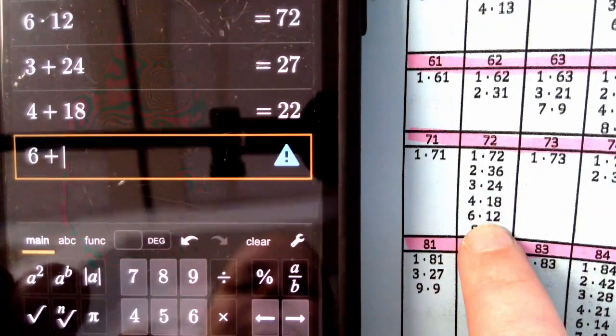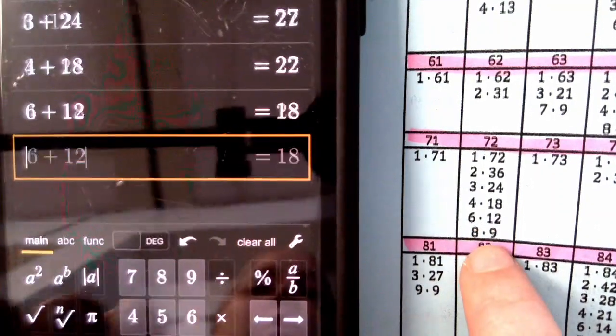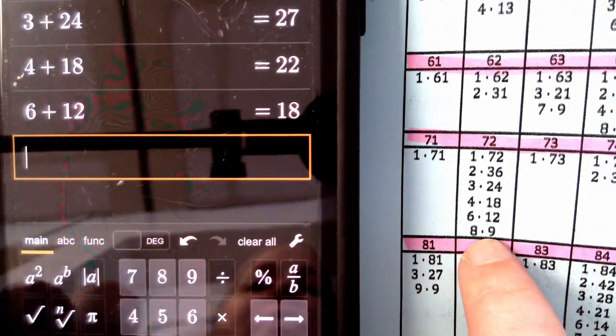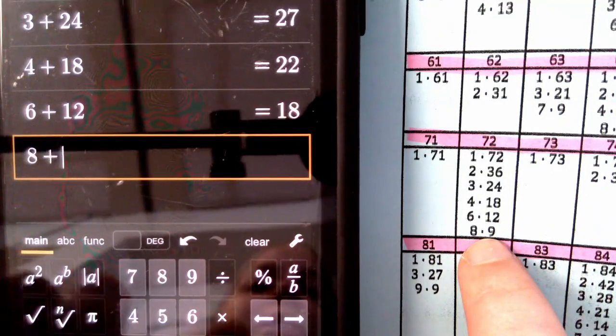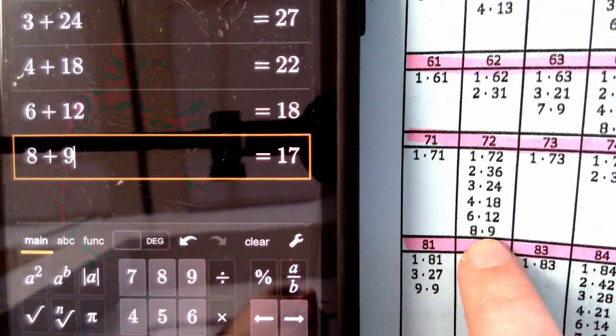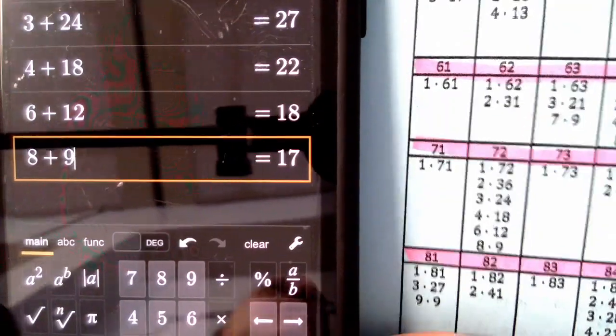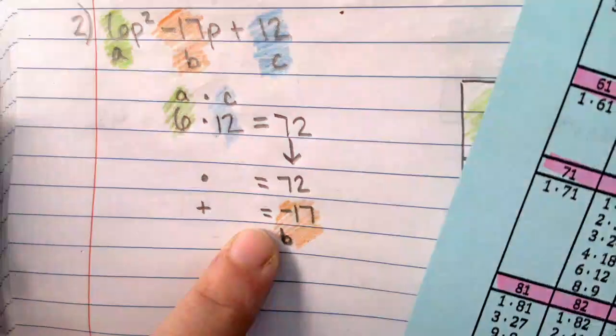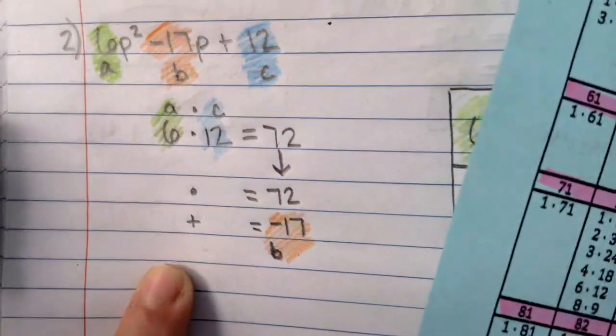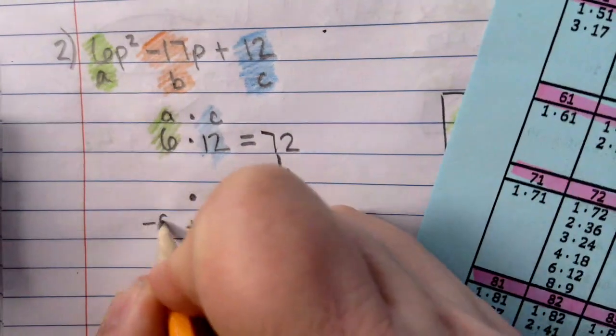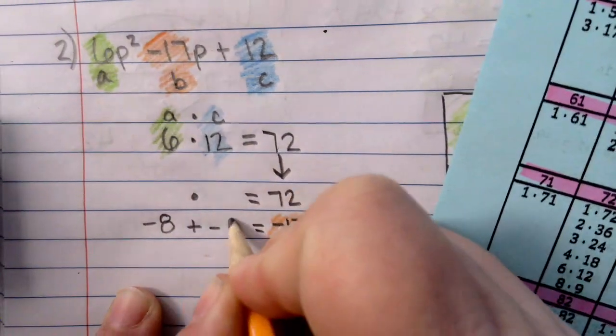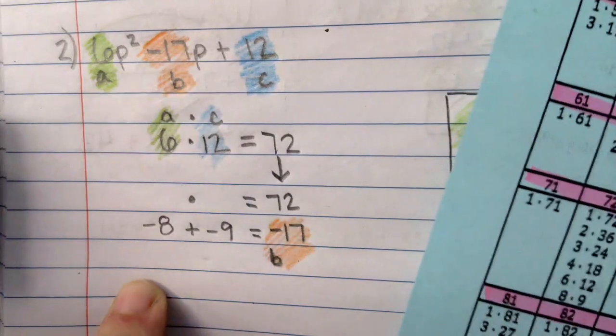Negative 8 and negative 9 would make negative 17 if we make them both negative. Does that work for the top one? Yes. Does the negative equal a positive? Yep. So those are the two numbers we're going to translate into our area model here.